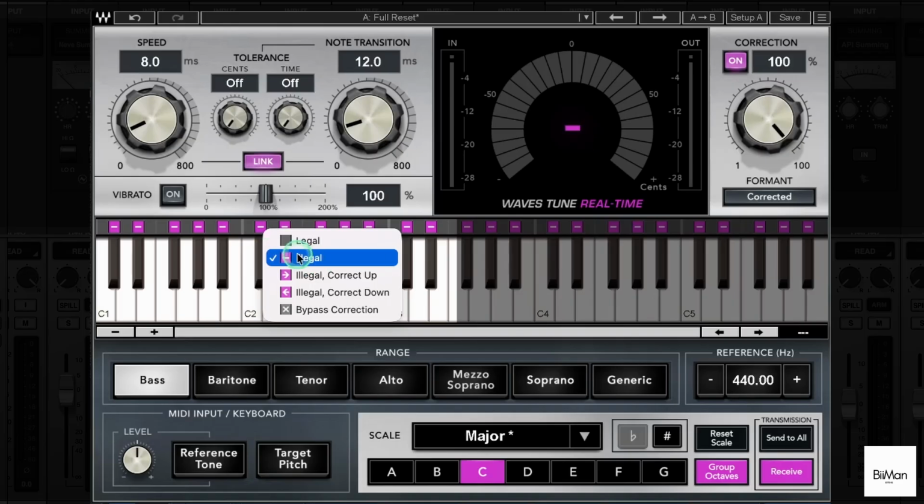You see? Illegal. But then, let's say hypothetically in a scenario where our singer keeps hitting C sharp and we want the WaveTune real time to ignore that C sharp, it shouldn't correct it to the closest legal note, be it D or C. What we do is we can right click and we can select bypass correction. What happens is, you see, now every C sharp has this X above it. It means our plugin is going to ignore C sharp when correcting. So whenever the singer hits C sharp, it's going to leave it untouched. It wouldn't correct it to the closest note, could be D or C.